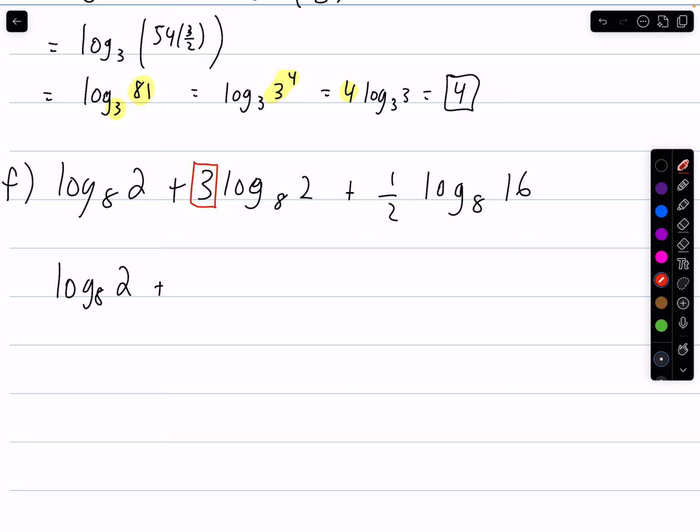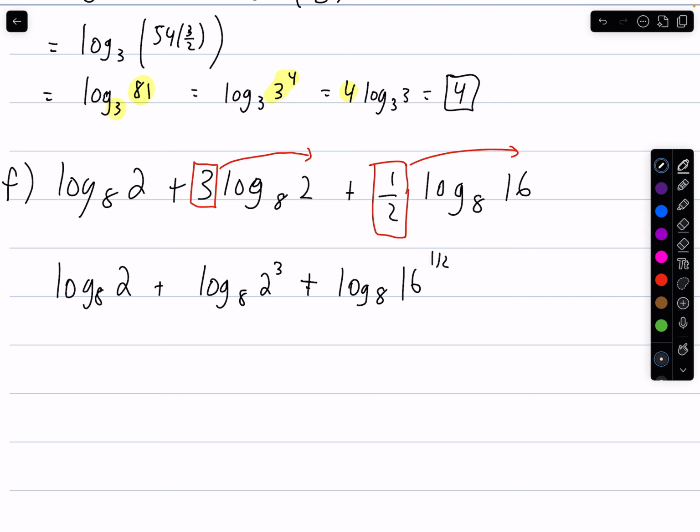You can actually, in the same way you can bring an exponent all the way down using the power rule to become the coefficient, you can also do the reverse. So I can also bring that coefficient up as the power. And the reason I'm doing that is because now I'm going to have log 8, 2 cubed. And the same thing I'm going to do with this half. I'm going to bring it to the power of the 16. So I'll have log 8, 16 to the power of a half. And let's see how this all plays out.